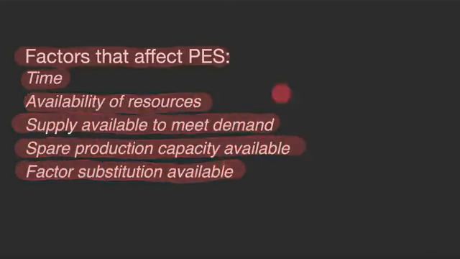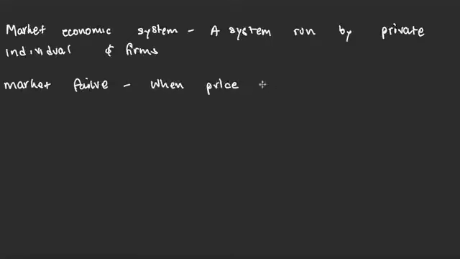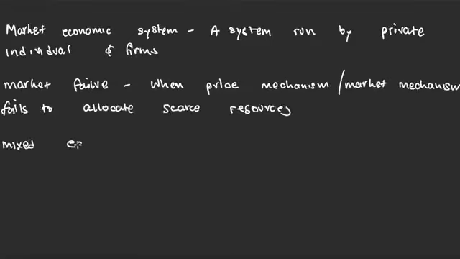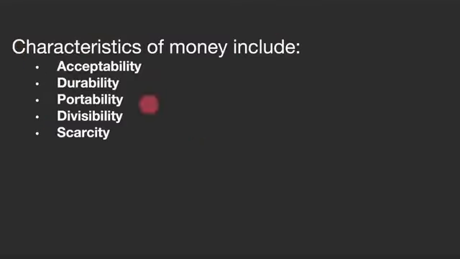factor substitution available. We then have the market economic system, which is a system that is run by private firms and individuals. Market failure is simply when the price mechanism or the market mechanism fails to allocate scarce resources. With the mixed economic systems, this is run by the government. Functions of money include medium of exchange, unit of account, store of value, standard for deferred payment. Characteristics of money include acceptability, durability, portability, divisibility, and scarcity.